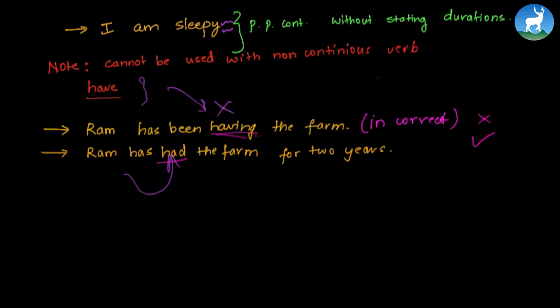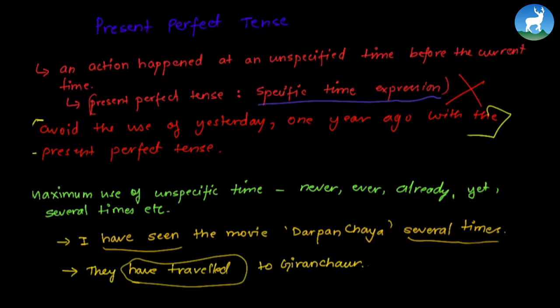Now we go through the present perfect tense. In this tense, we show an action happened at an unspecified time before the current time. It happened before, but you don't know when. You don't know the exact time. So never use the present perfect tense with a specific time expression, like 2 minutes ago, 1 day before. Avoid that. Avoid the use of yesterday, 1 year ago with the present perfect tense. So avoid phrases like this with the present perfect tense. Make the maximum use of unspecific time.